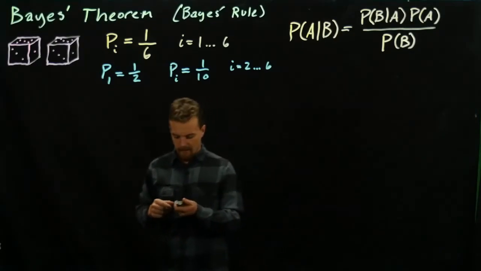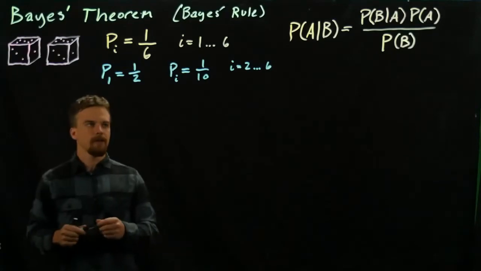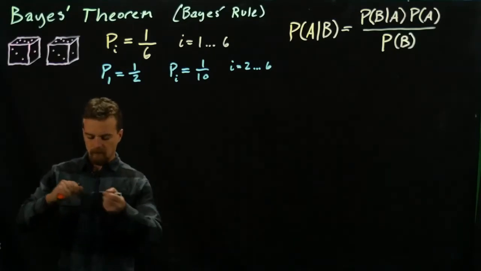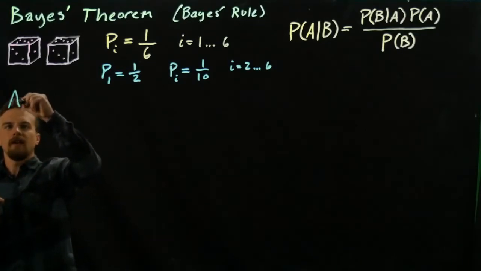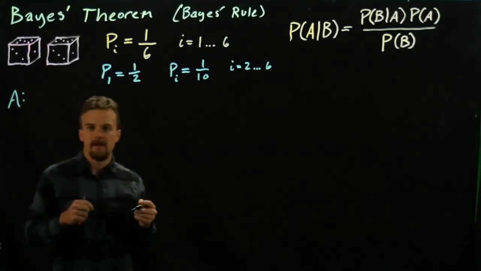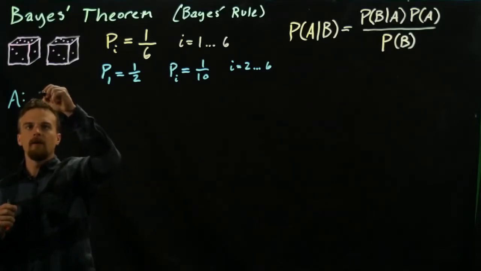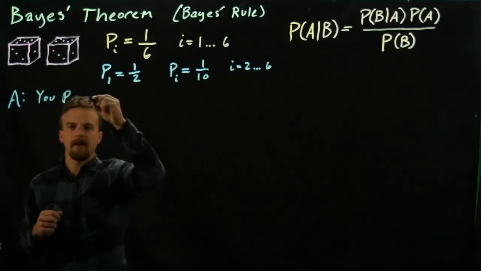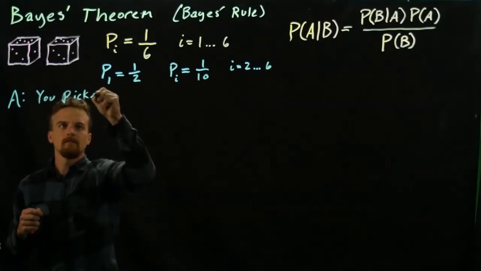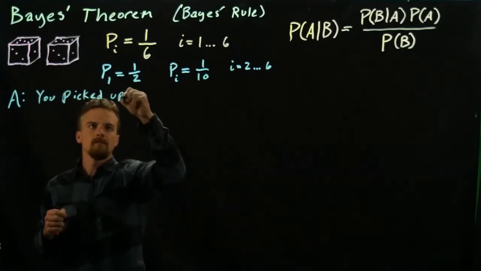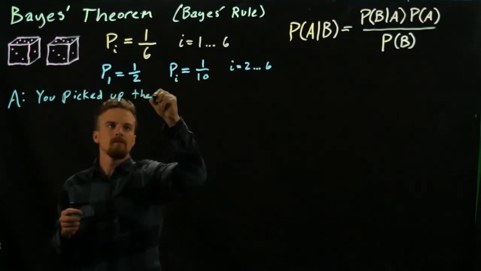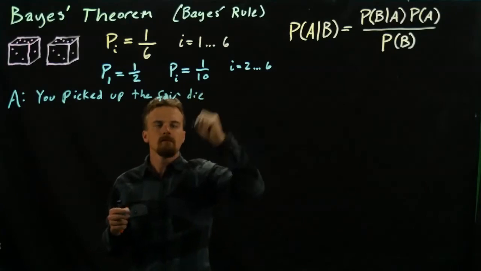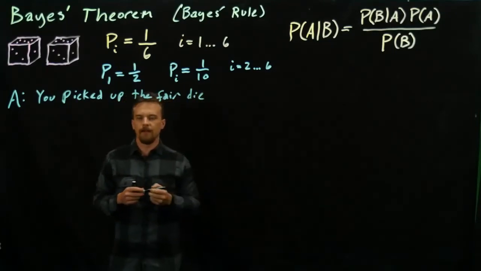A lot of these problems are about being clever with the way we pick our events. So let's say A is the event you picked up the fair die. So that's our event A.